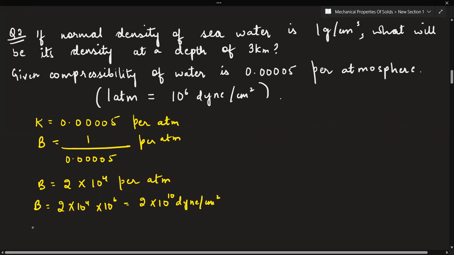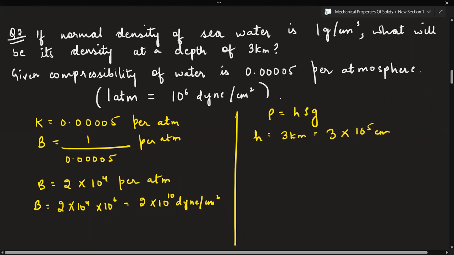For acceleration due to gravity, let us calculate pressure over here. P is h rho g. As I've told you in the previous question, we'll discuss this in detail in the next chapter, how we have got h rho g and what all this. But for now, P is equal to h rho g. Now see, h is the height. And as correctly said by you, 3 kilometer is the height, and we have to convert it into centimeters. So that would be 3 into 10 to the power 5 centimeters.